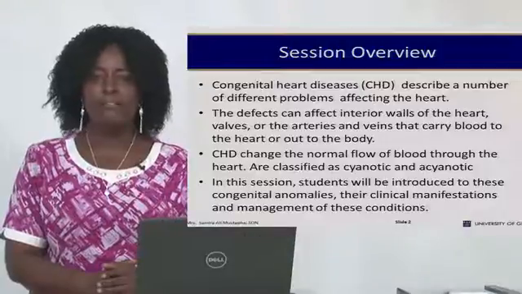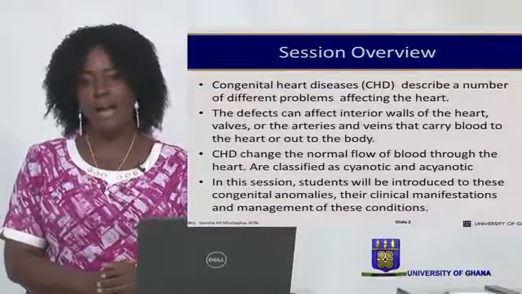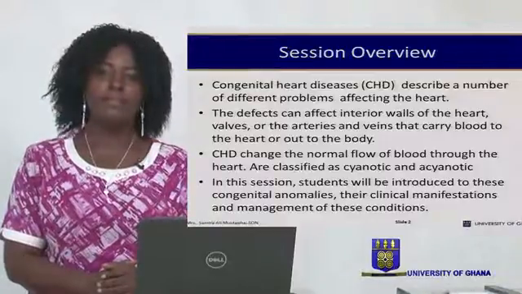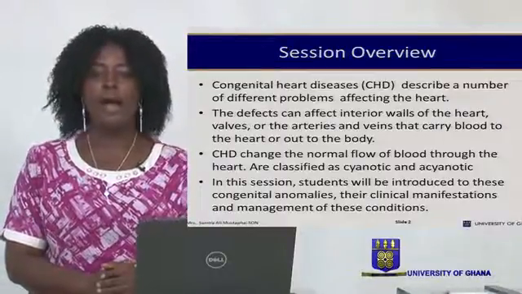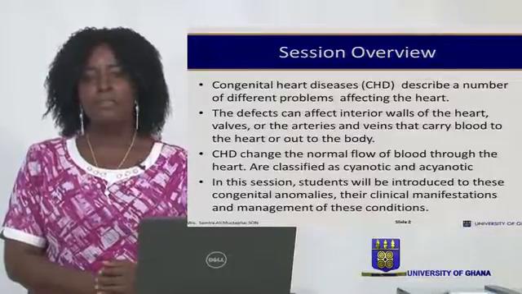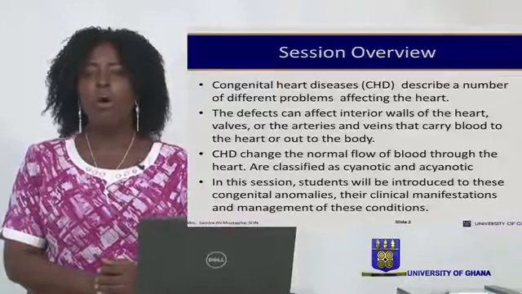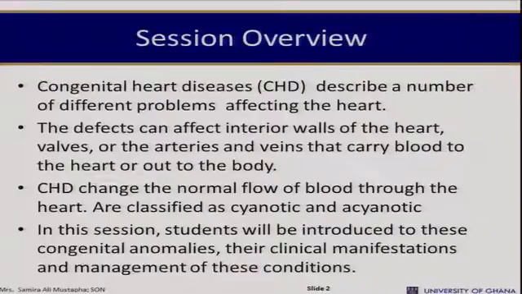The defects can affect the interior walls of the heart, the valves, the arteries, and the veins that carry blood to the heart or out of the body. So congenital heart diseases change the normal flow of blood through the heart, are classified as cyanotic or acyanotic, and we'll be looking at what is involved here.